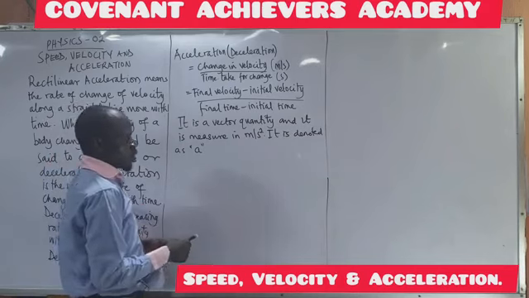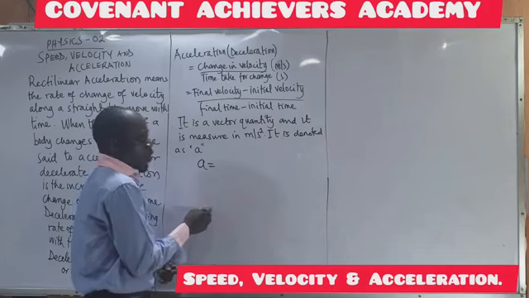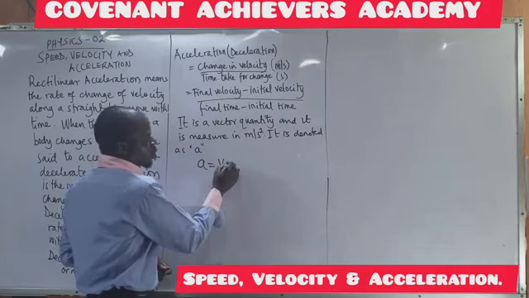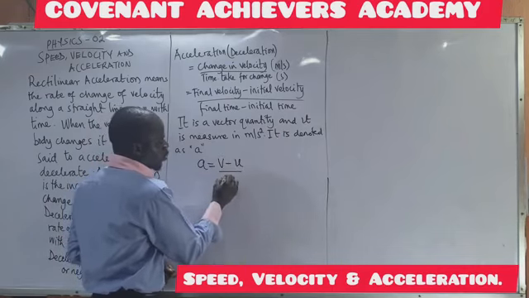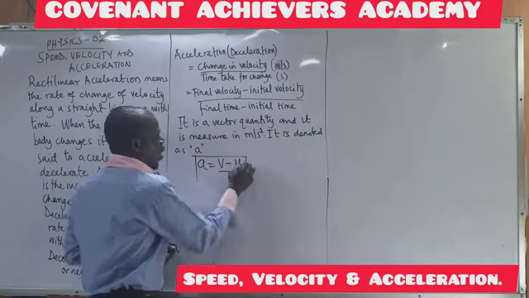Mathematically, we have it that acceleration is equal to change in velocity over time. Final velocity is normally given as v, while initial velocity is given as u. So that is v minus u over t. That gives us what we refer to as acceleration.